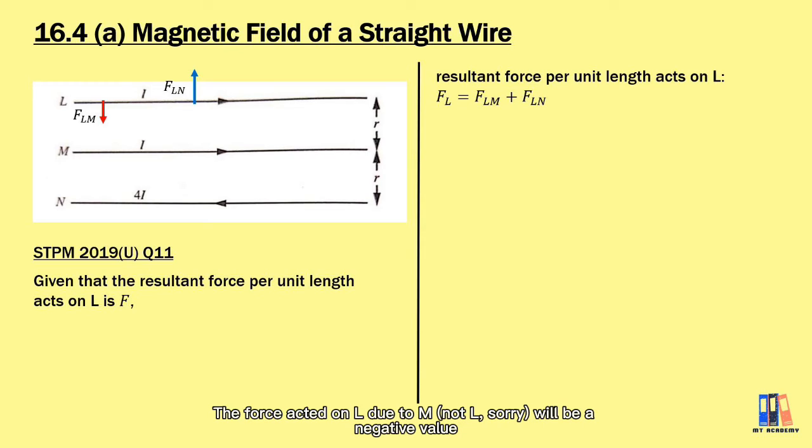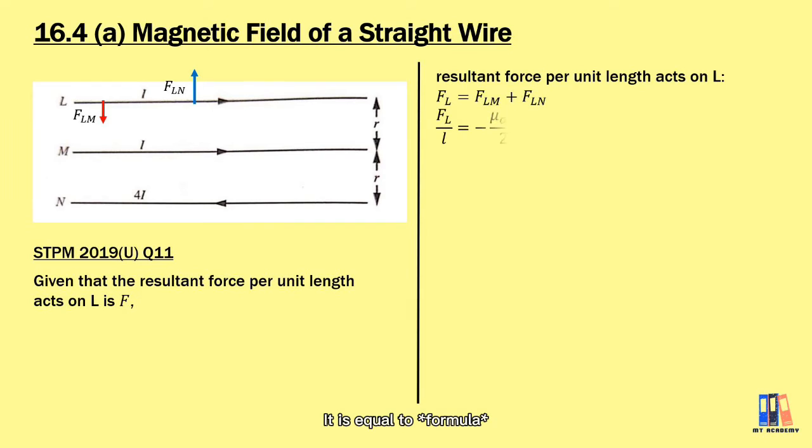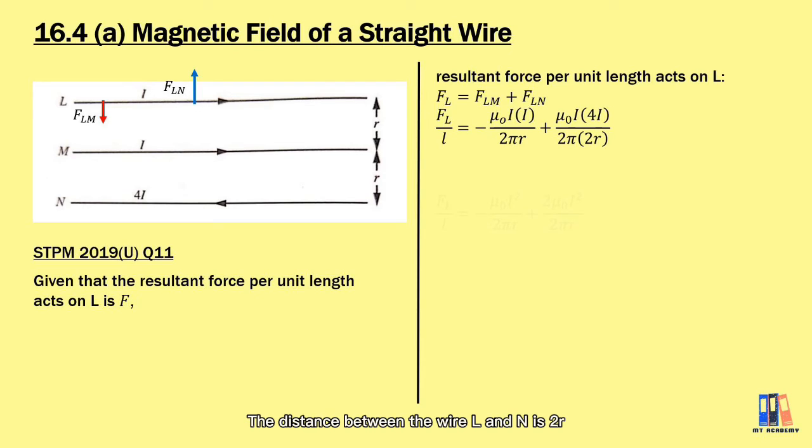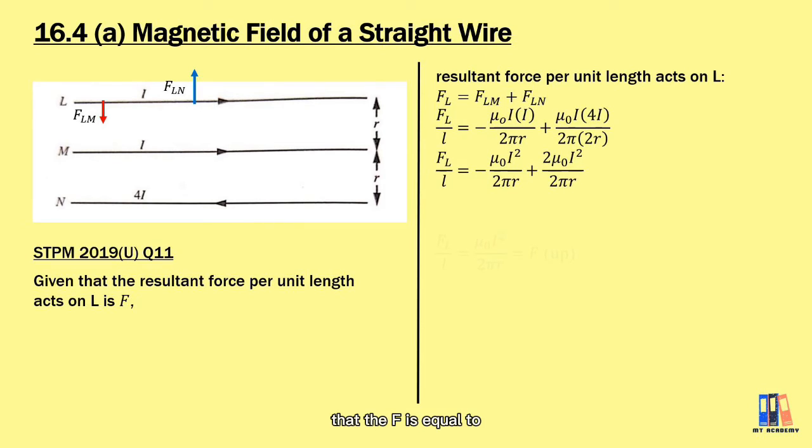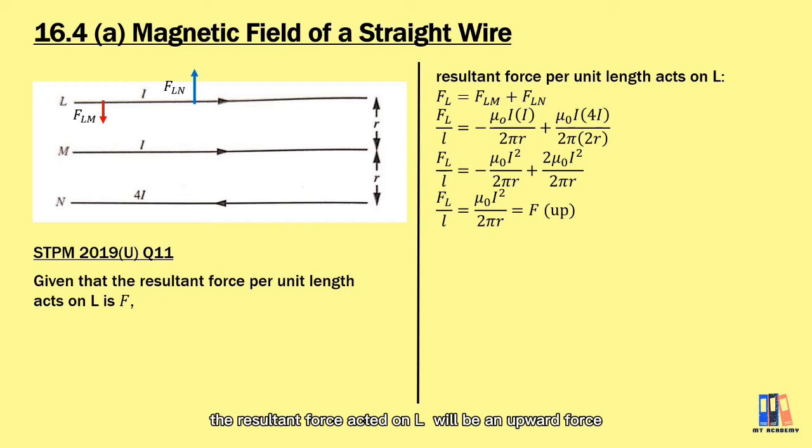So the force acting on L due to M will be a negative value since it is a downward force. It is equal to mu naught I multiplied by I divided by 2 pi r, while the force on L due to wire N is equal to positive mu naught I multiplied by 4I divided by 2 pi 2r. The distance between wire L and N is 2r, so take note of this. Then we do the vector sum to obtain the resultant force per unit length. Simplify the equations, and in the end, you will obtain that F is equal to mu naught I squared divided by 2 pi r.